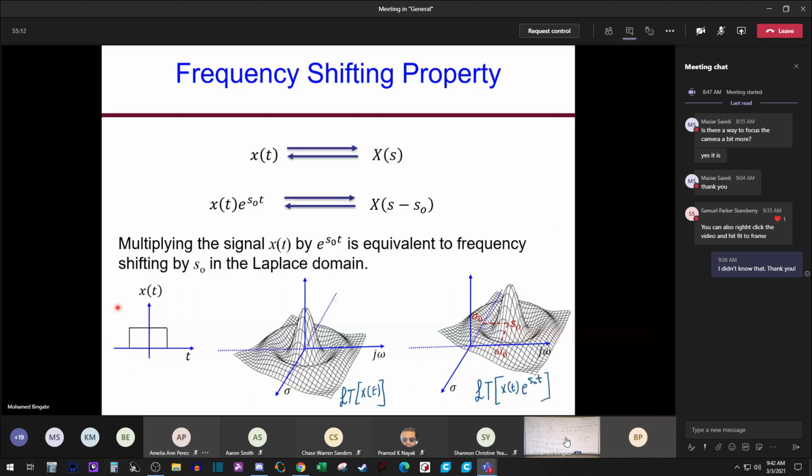For example, let's say you have this simple pulse, x of t. If I do the Laplace transform, I get this sinc surface. So that would be x of s.